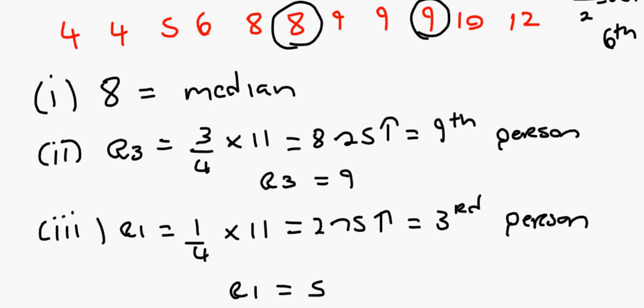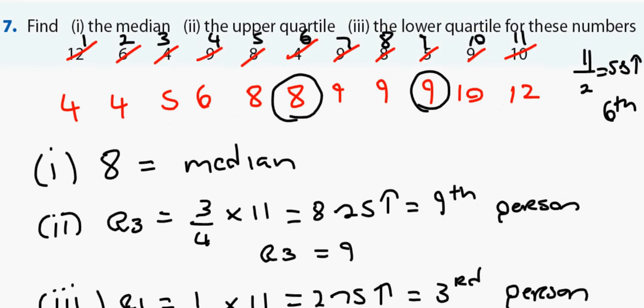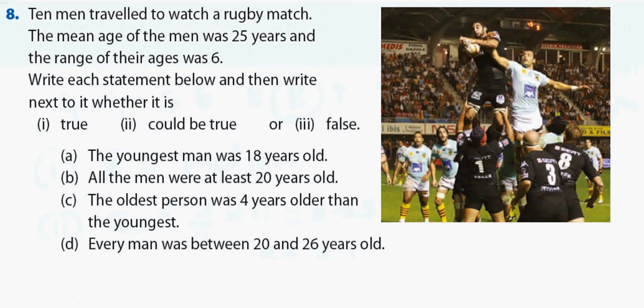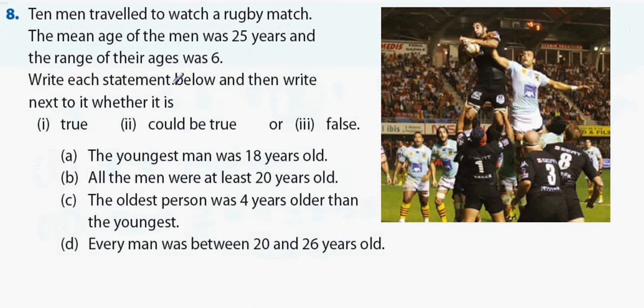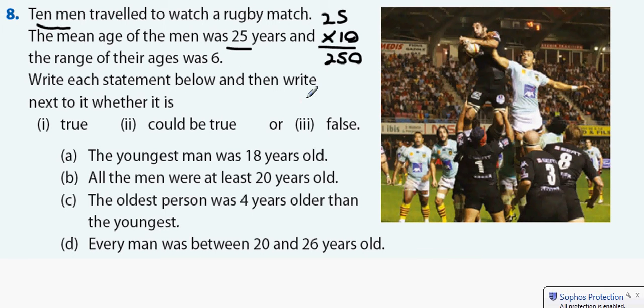Okay, so that's quite handy. Next question, number 8. Provided number 7 was done. 10 men travelled to watch a rugby match. The mean age of the men was 25. So that means if you multiply 25 by 10, the total of all their ages was 250 years. The range of the ages was 6. So that means the highest minus the lowest age was 6. Write a statement below and then write next to it whether it is true or false.